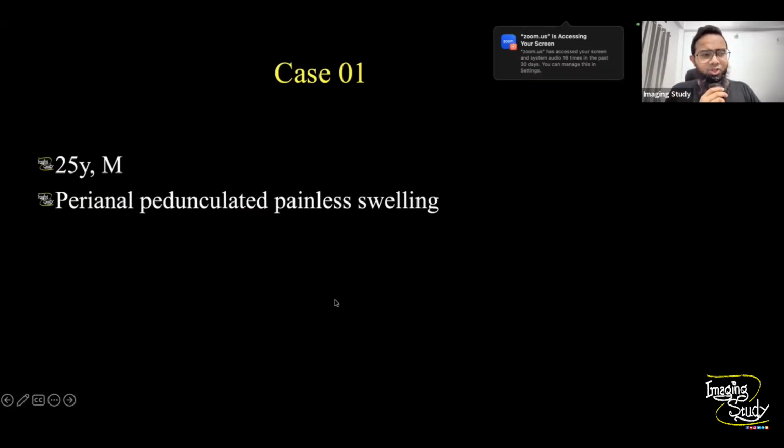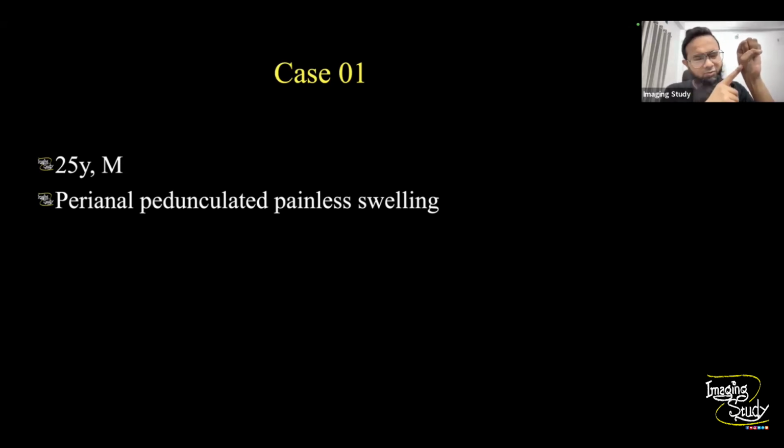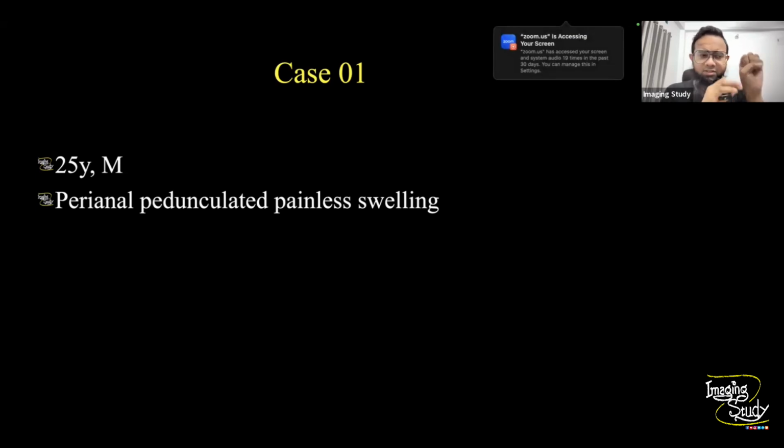So today we are going to share 5 cases like before, and let's start with case number 1. This will be a 25-year-old male patient who came to me this week with a history of perianal pedunculated painless swelling. If you think this is the anal orifice of this patient, just a little distance from the anal orifice, there was a large pedunculated mass, just like this shape, attached to the perianal region.